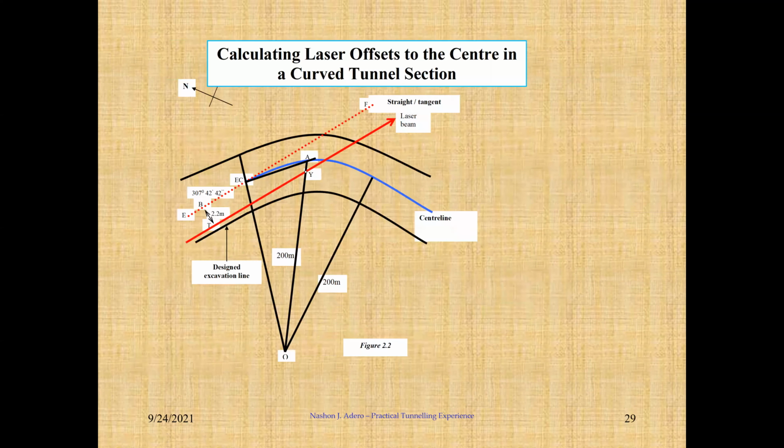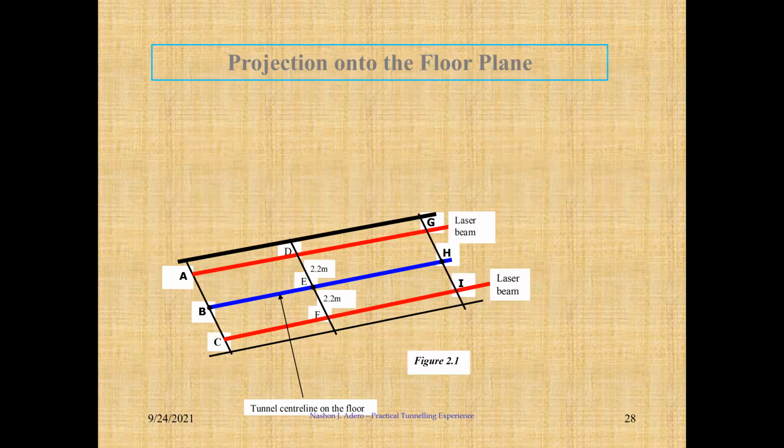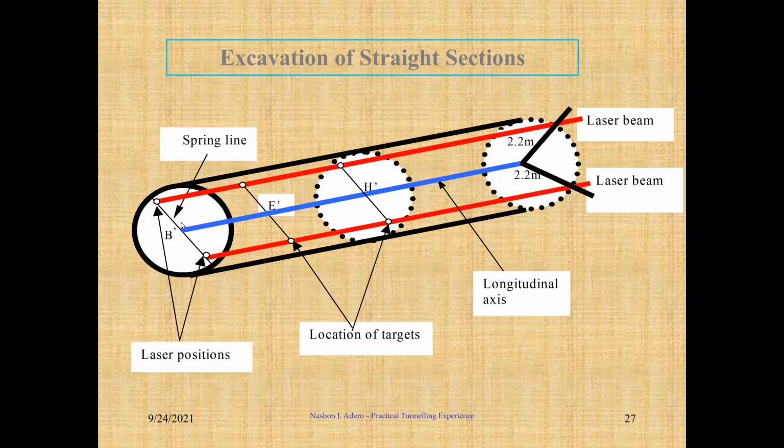So this one is not anything different. It is just the projection onto the floor plane of what we saw here. So when you project, as I said, this plane is not on the ground. It is not on the surface of the tunnel, the bottom of the tunnel. It is imaginary along the latitudinal axis. Now I'm projecting it onto the floor.